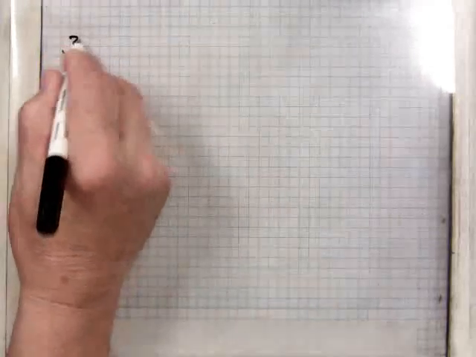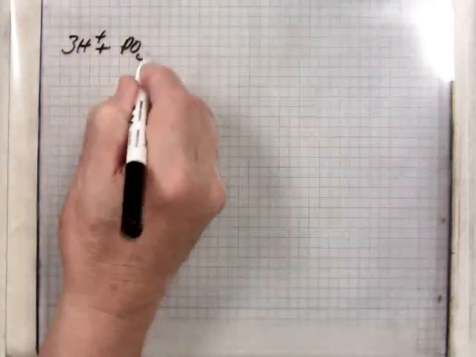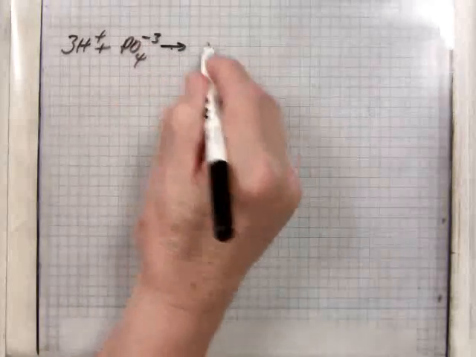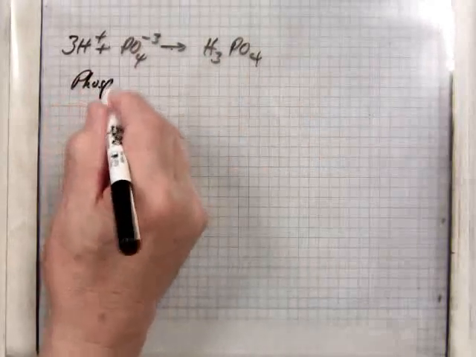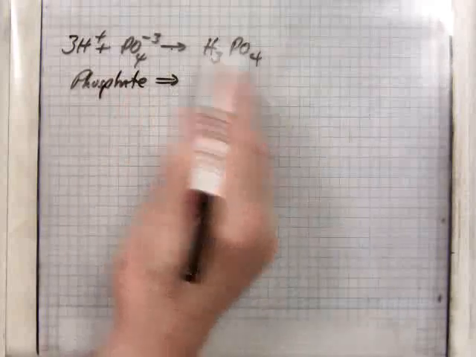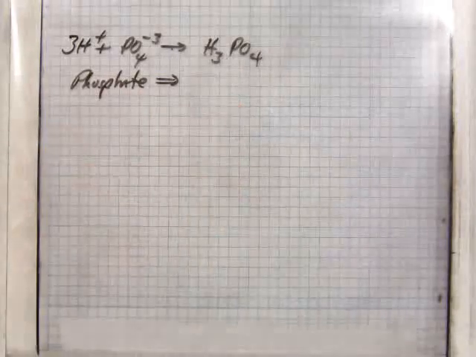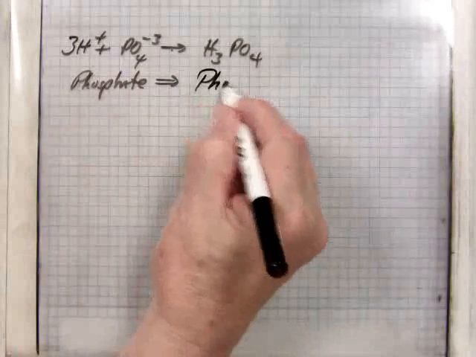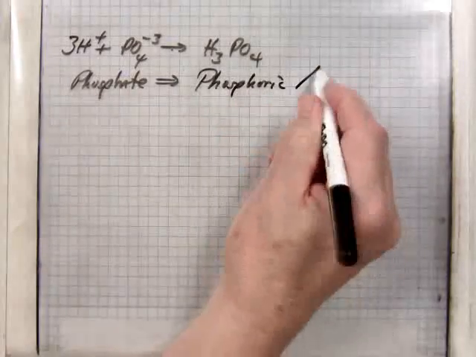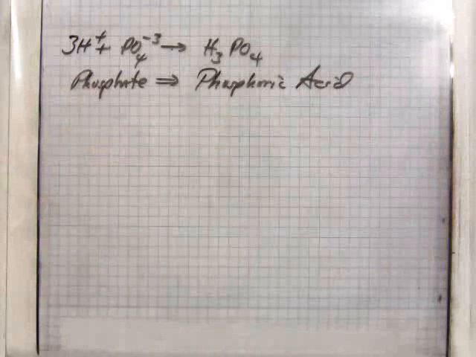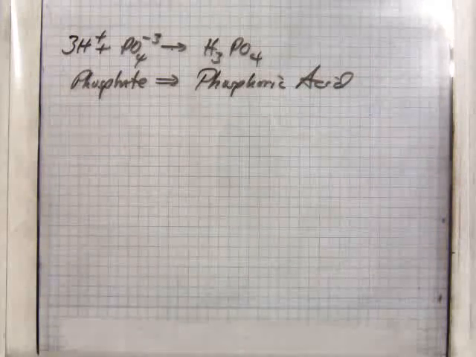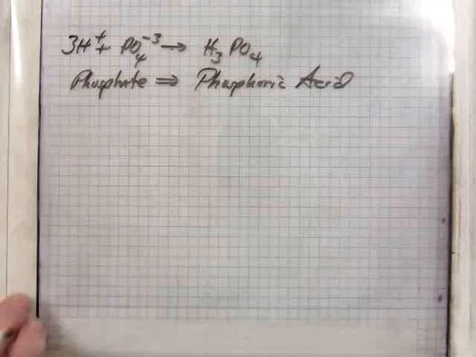So let's do this one. 3 hydrogens plus a phosphate minus 3 gives you H3PO4. Since that's a phosphate, how do you name the acid over here? It's an ic acid at the end of it, so that'd be phosphoric acid. See how the difference is? Now you have to know your polyions to deal with this. That's why I give that polyion quiz, hopefully to motivate you to dig into those nomenclature terms and learn them.